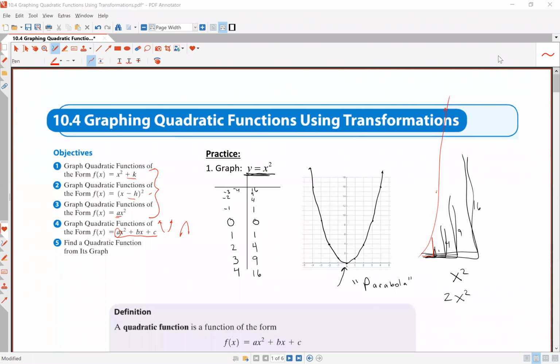This video covers section 10.4, Graphing Quadratic Functions Using Transformations. Objective 5, find a quadratic function from its graph.